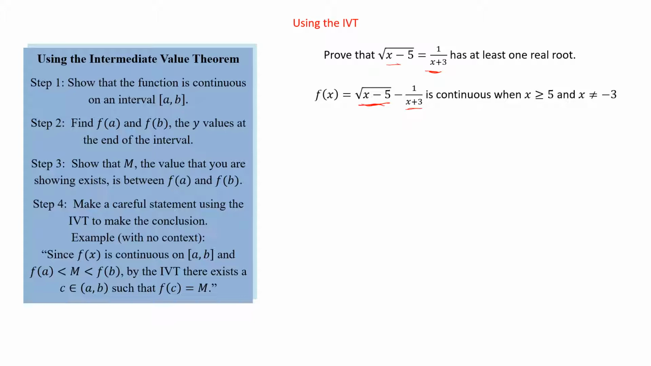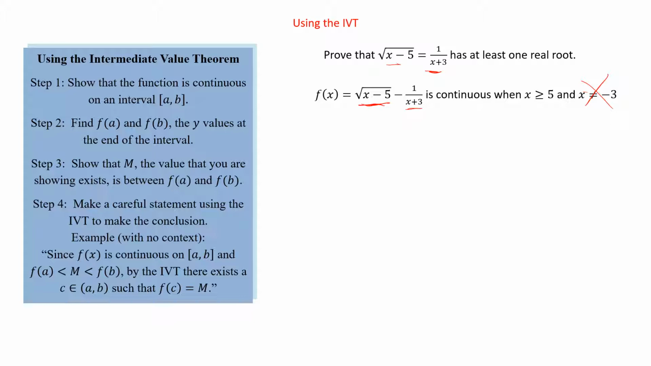Now, negative 3 is not bigger than 5, so this one doesn't really make much of a difference in our case. But if, let's say, this was x minus 7 in the denominator, x couldn't equal 7, so we would just have to make sure not to include 7 in the interval. So, as long as we are above 5, it'll be continuous.